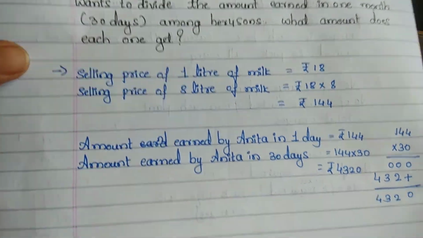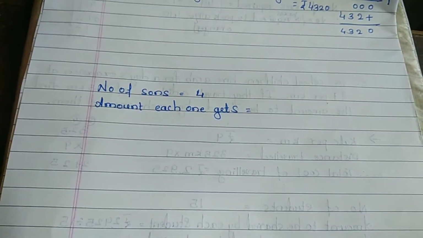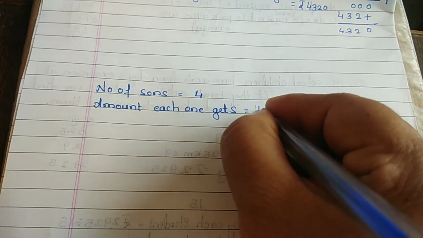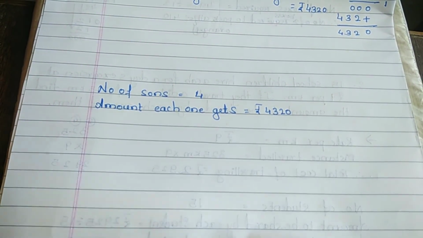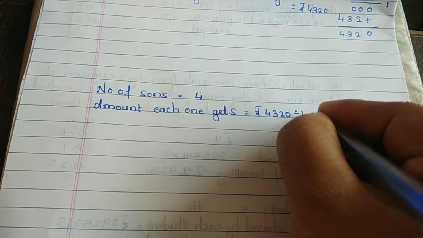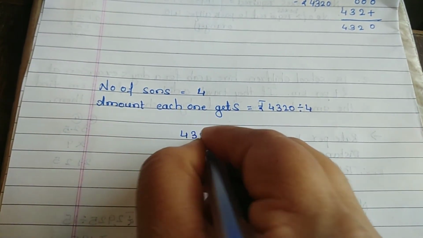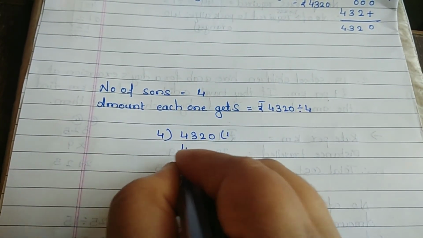Yes. All of you know that number of sons is how much? Yes, she has 4 sons. Then amount each one gets. Therefore, the amount is how much? 4,320 rupees is there. Number of sons is how much? 4. Okay. Now you do 4,320 divided by 4. 4 ones are 4.